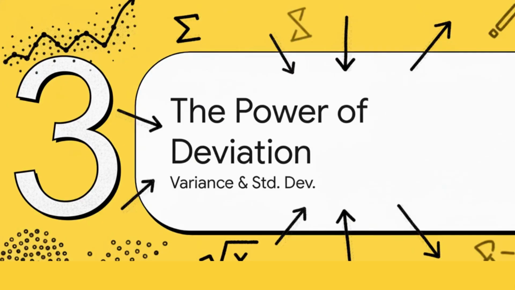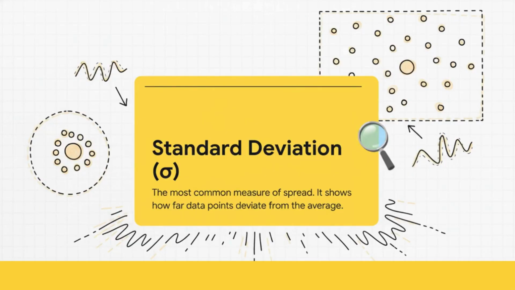Okay, the IQR is great for ignoring outliers. But what if you want a measure that actually uses every single piece of data you have? For that, we need to turn to the real heavy hitters, the most common and powerful measures of spread: variance and standard deviation. So what the heck is standard deviation?